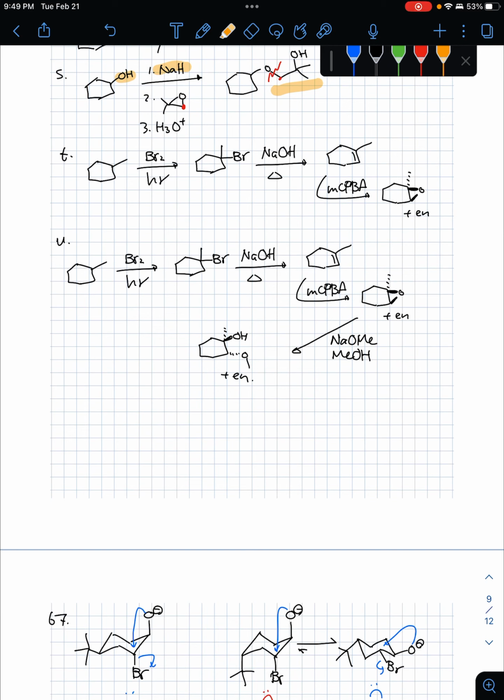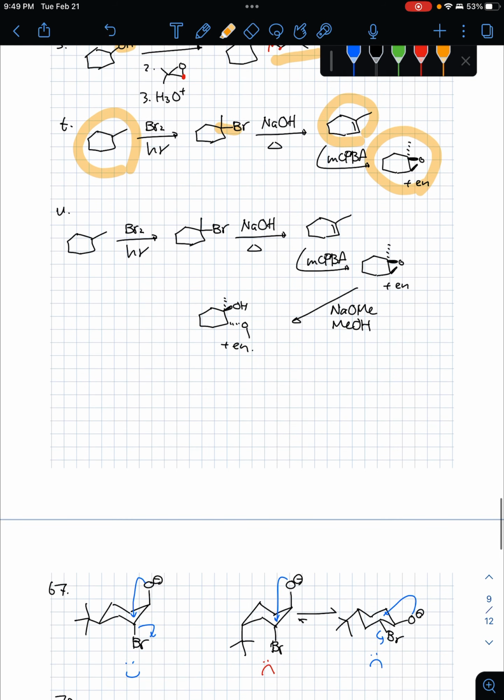Okay. And these last couple of problems just have to do with making certain epoxides. This epoxide can be formed from this cyclohexene, which can be formed by elimination of a leaving group like a bromide, which can be introduced to the starting material alkane, especially if it's at the most substituted carbon. You can do that with radical bromination. So that's that.